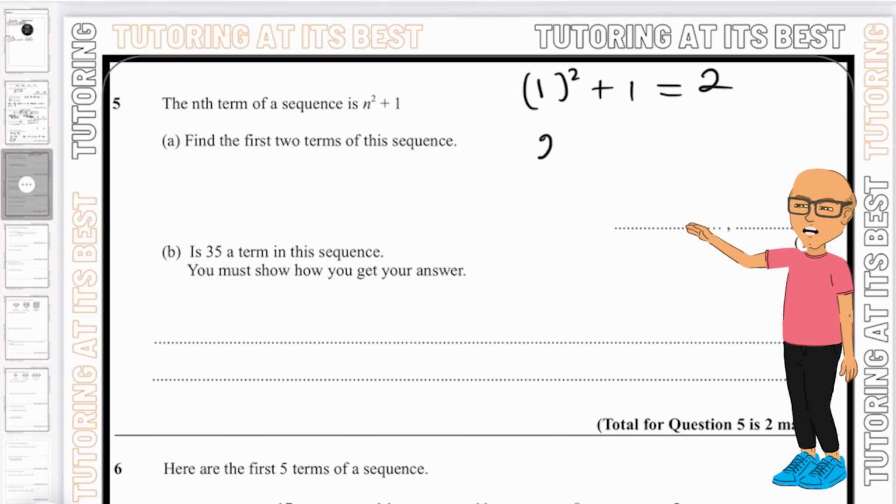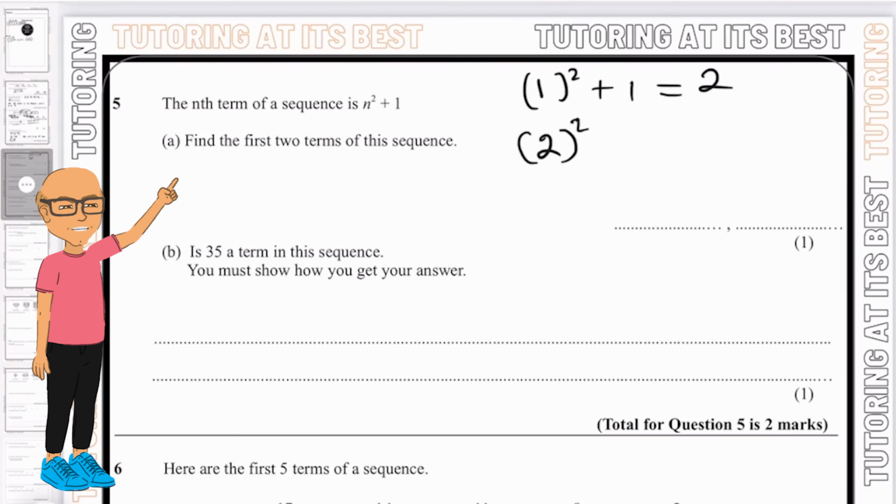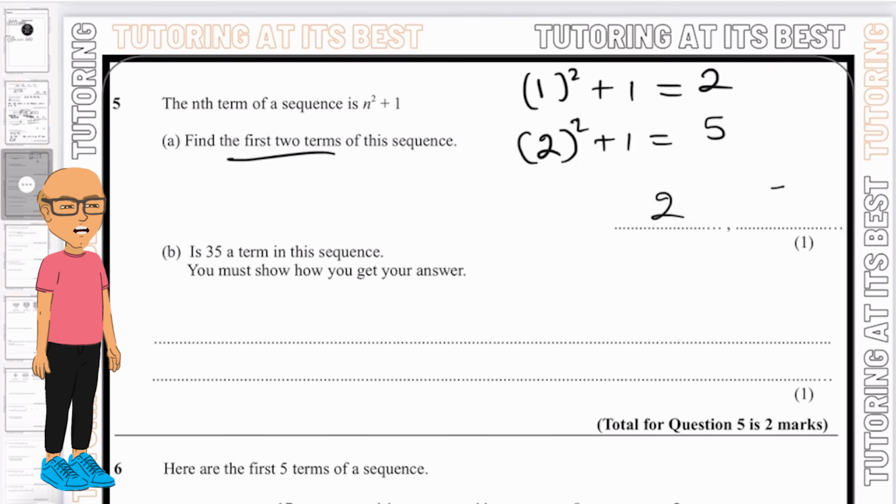We'll then go ahead and do that with the number 2. So 2 squared is 2 times 2, which is 4, add 1, which gives us 5. So now we know the first 2 terms are going to be 2 and 5. And then again, part B asks us if 35 is a term in this sequence.